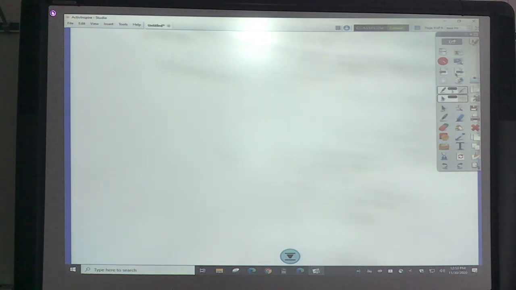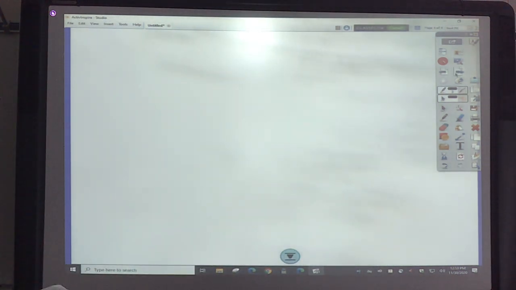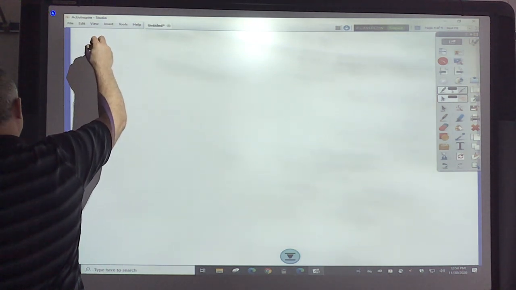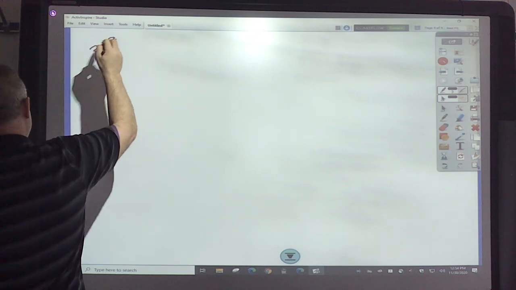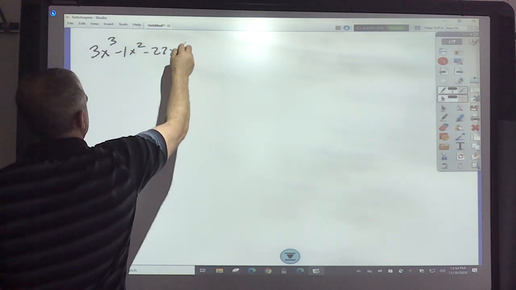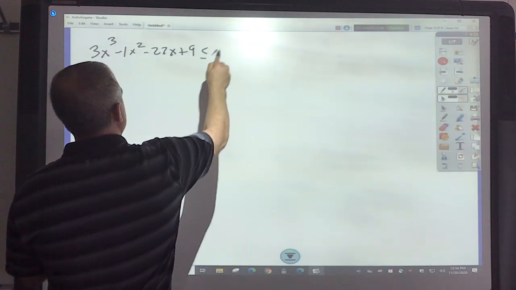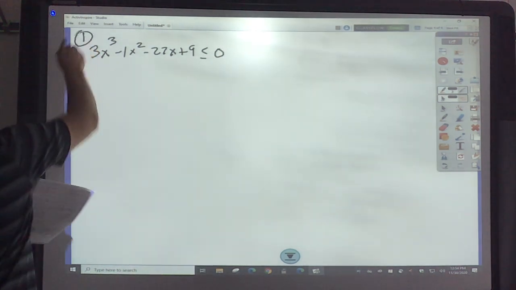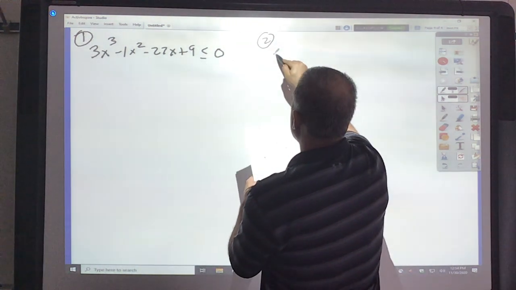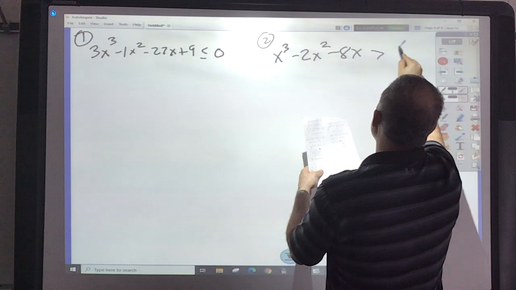Okay, let's go to some regular. I want to do some regular linear inequality problems. Okay, all right. Let's say I got 3x cubed minus 1x squared minus 27x plus 9 less than or equal to 0. And I want to talk about x cubed minus 2x squared minus 8x being less than 0.